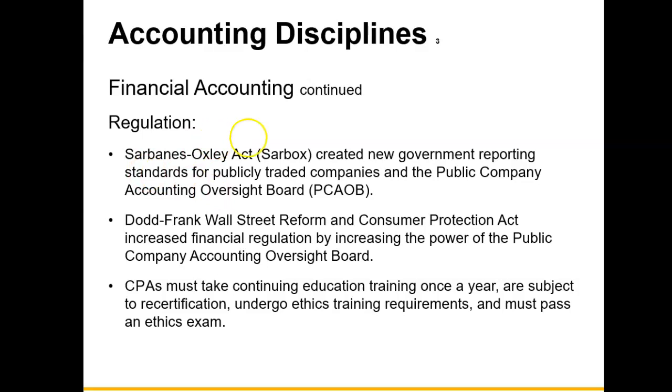There are other things such as the Consumer Protection Act, which is out there again to protect the public from fraudulent information. Now, as a CPA, we have to maintain our license through continuing education. We have to go through training. We have to complete what we call CPEs. You have to complete so many hours of training every year. You have to take ethics training. And again, you must pass an ethics exam.